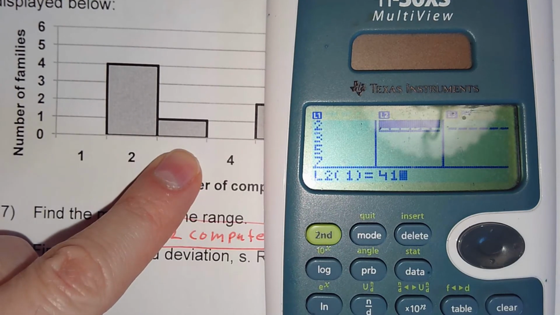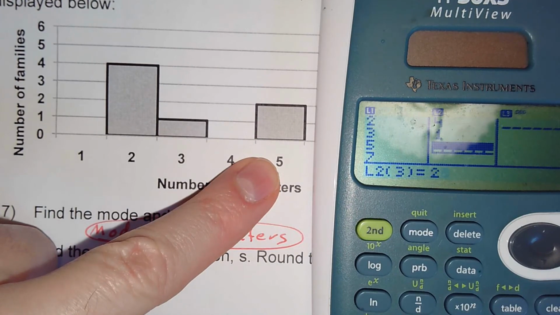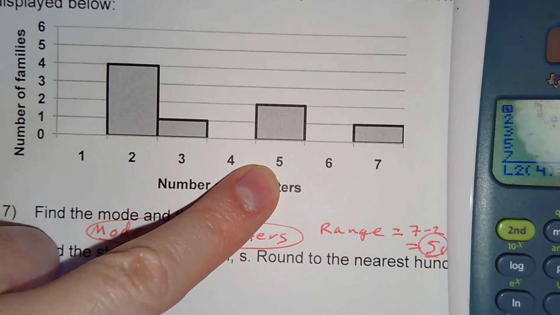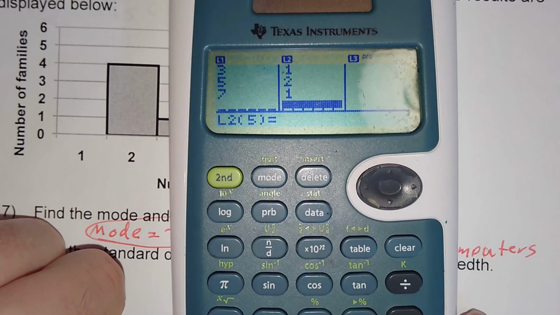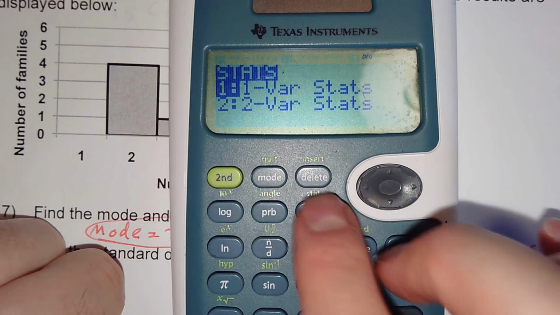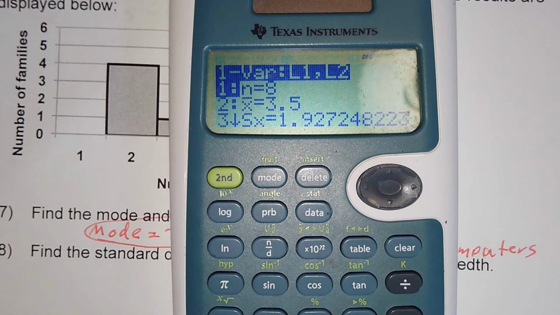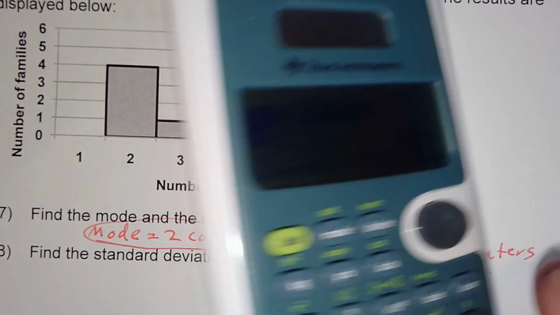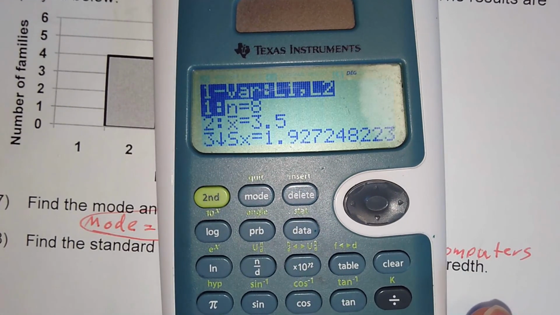3 I had 1. Let me try that again. There was 2 that had 5, and there was 1 that had 7. And now I'm going to calculate. And what they say, round to the nearest hundredth. So we're going to round that off to 1.93.